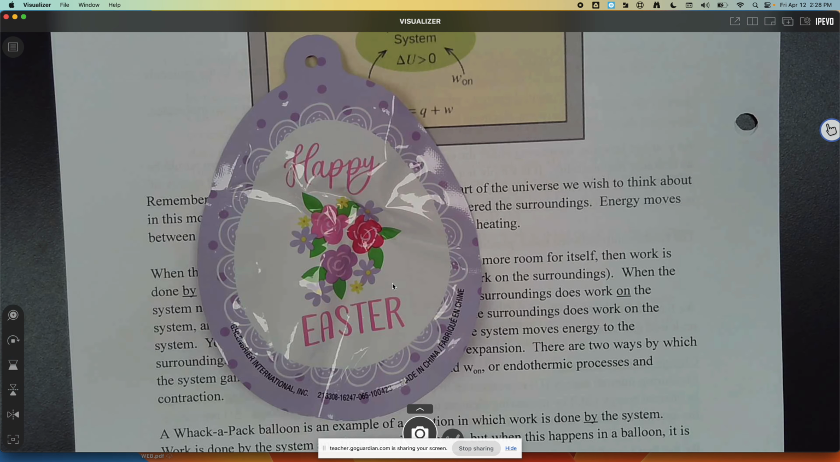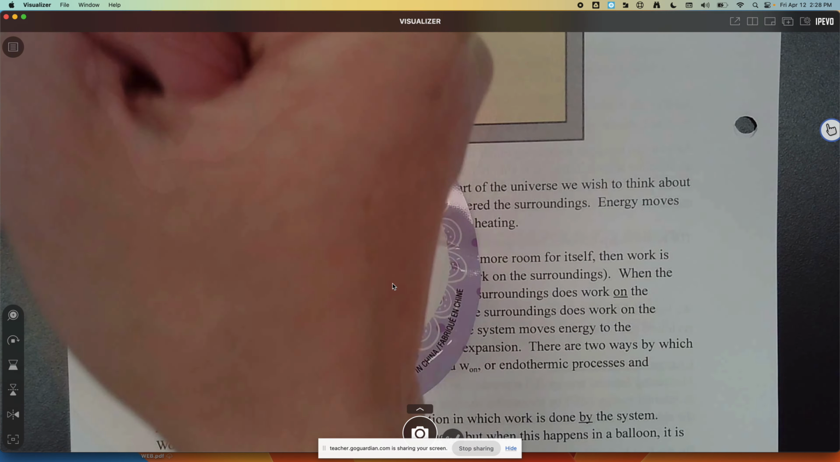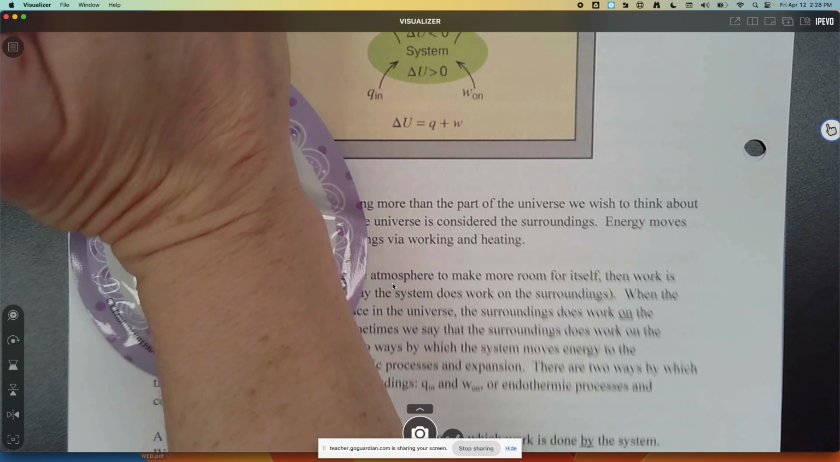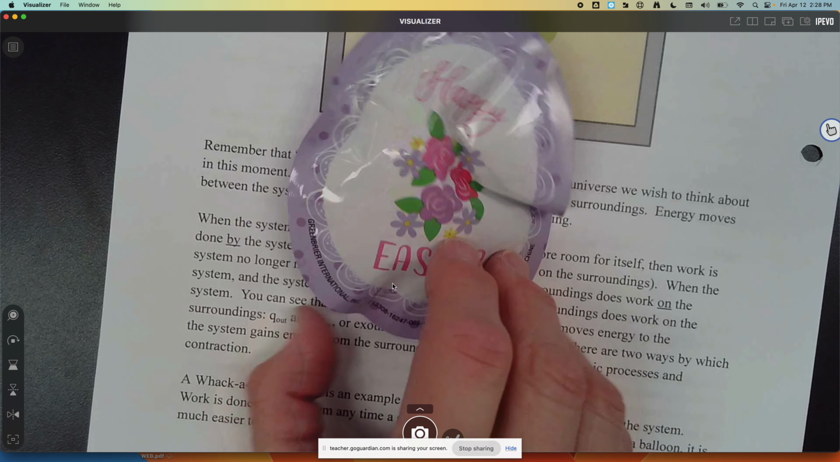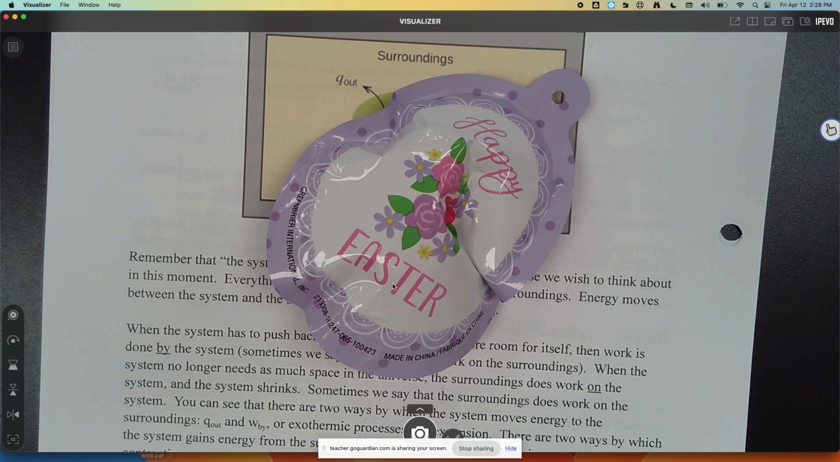Happy Easter. Okay, it's a little late for Happy Easter, but here's our balloon.